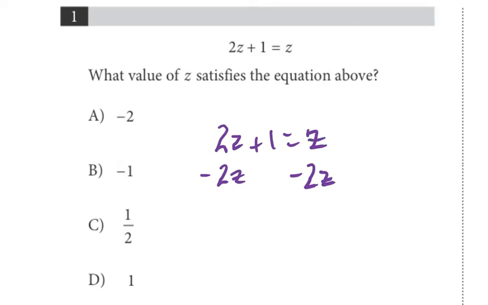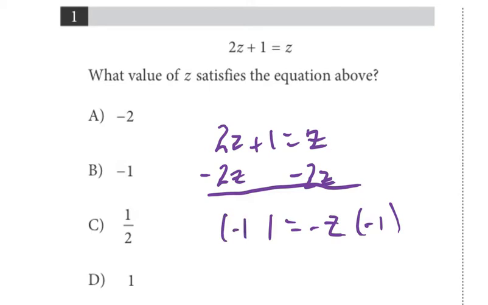I'll put a line in there so you can see the z's with the 2's. 1 equals negative z. Multiply both sides by negative 1, or divide by negative 1, same thing, and z will equal negative 1. That will be answer choice B.